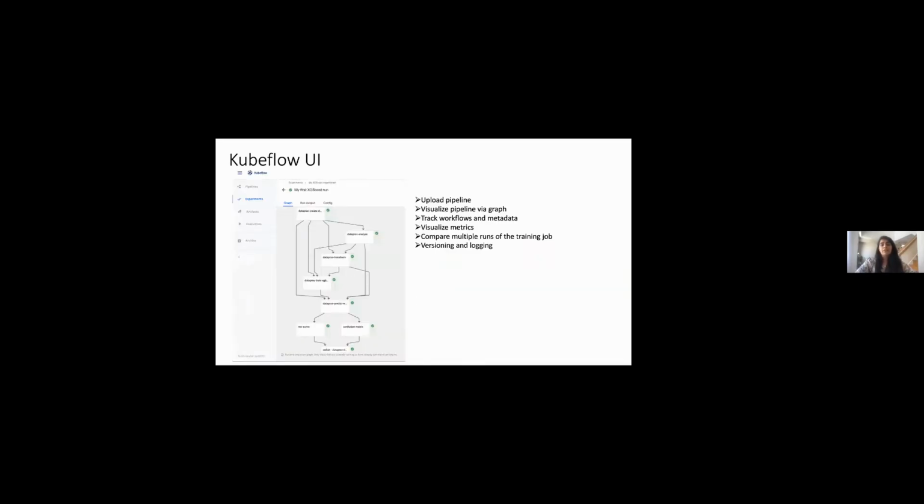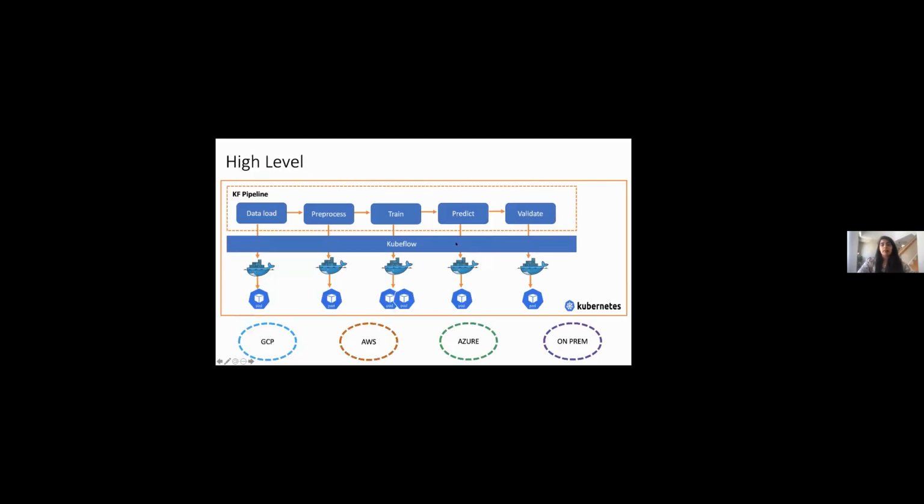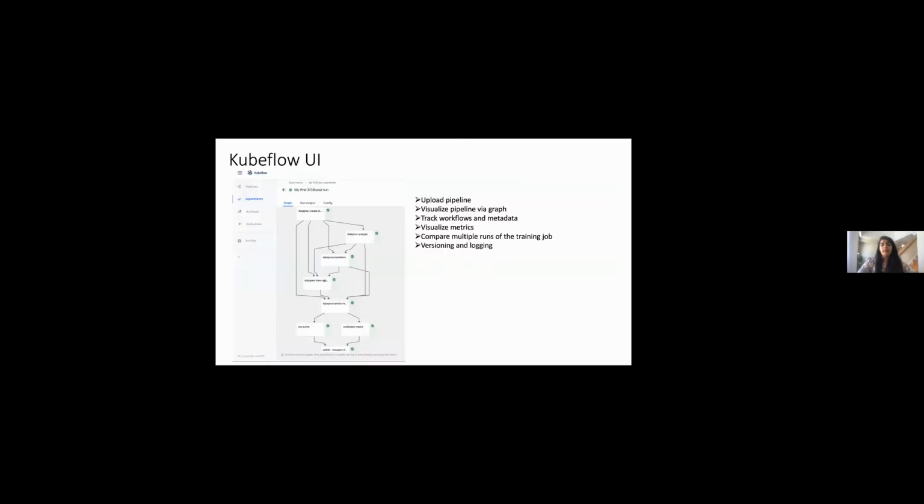Finally, Kubeflow comes with an SDK, but it also comes with a UI. This is a snapshot from the Kubeflow UI. The pipeline file becomes a tarball, which you can upload on this UI, and it becomes a graph on the UI. Then you can make runs on the pipeline. You can track the workflows and metadata. Kubeflow has its own metadata component that lets you track the metrics and parameters and have the lineage of where these metrics are coming from.